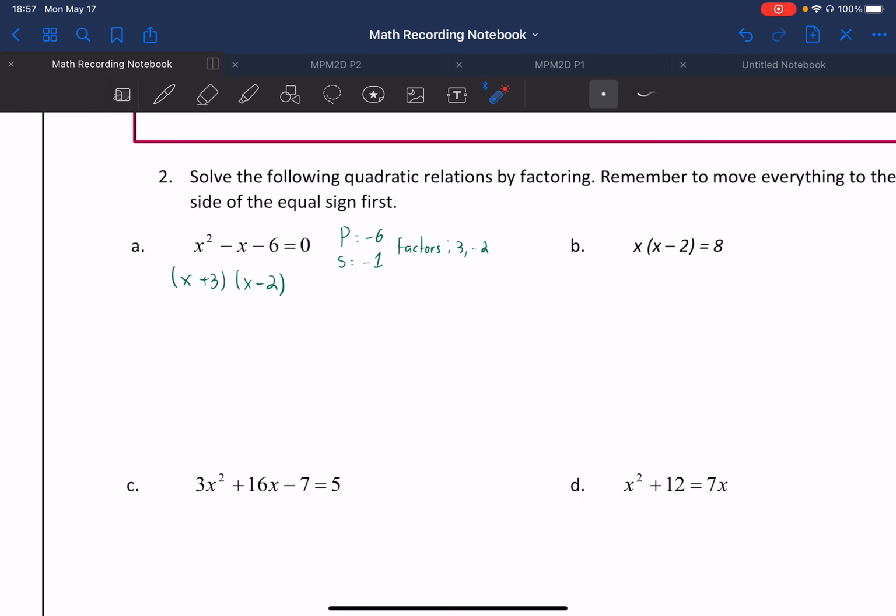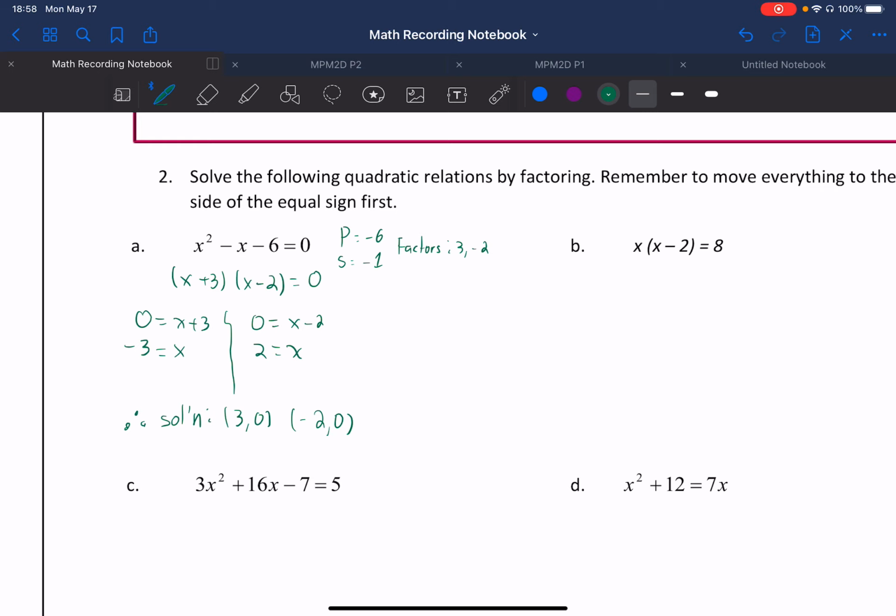Meaning we want the brackets to equal 0. So our solution and how we can find it is by making each bracket equal to 0. Now, if one bracket is equal to 0, when you multiply it by the other bracket, it's going to give us 0. That's just how it works. So then we get x equals negative 3 on this side. And if we made the other bracket equal to 0, so 0 equals x minus 2, x will equal positive 2. So therefore, our solutions are 3 and 0 and negative 2 and 0.